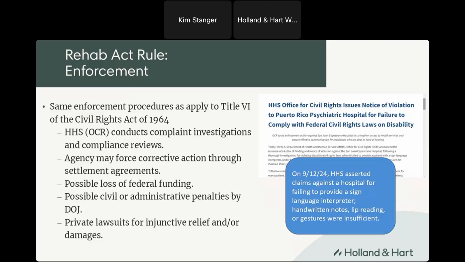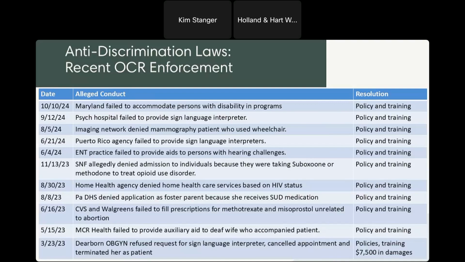For a few years, it seemed like the government had backed off on enforcing this, but over the last 2 or 3 years, enforcement of the Rehab Act along with 1557 claims has really picked up. Usually in these types of cases involving disability, you'll see claims based not only on the Rehab Act, but also on 1557, because there's a lot of overlap in those regulations. 1557 also prohibits discrimination on the basis of disability.